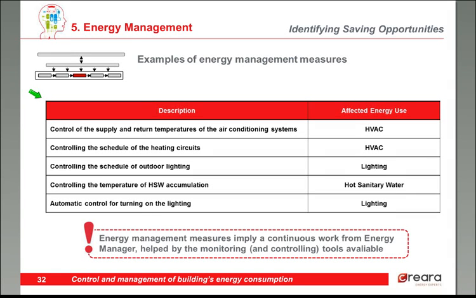Here are some examples. For example, control the supply and return temperatures of air conditioning systems, or controlling certain schedules of the heating circuits, or the outdoor lighting or indoor lighting, etc. And this, of course, implies continuous work from the energy manager, with the help of the energy management tools.